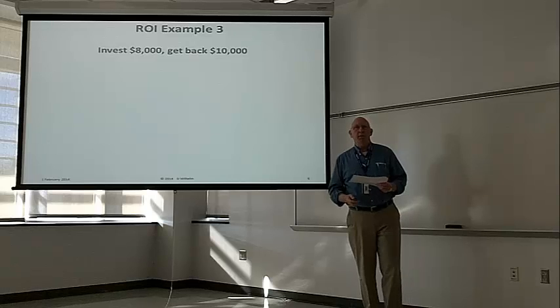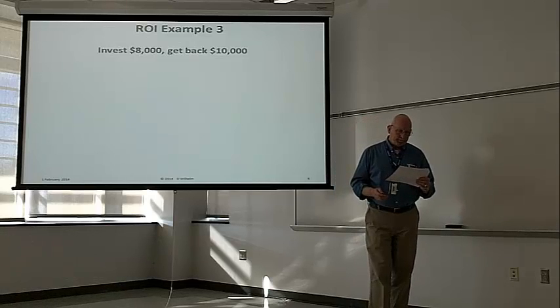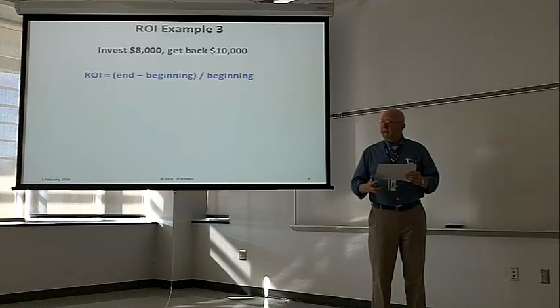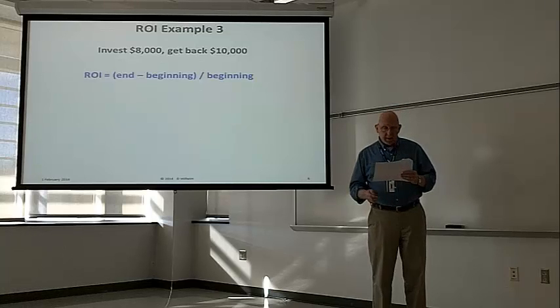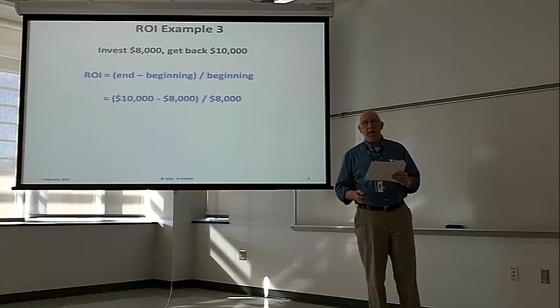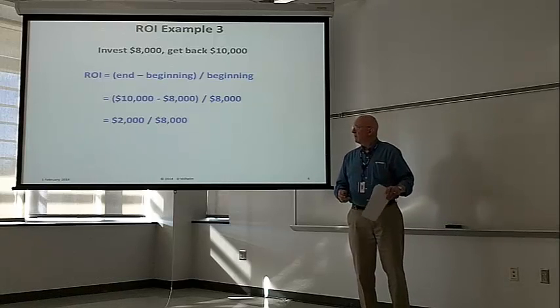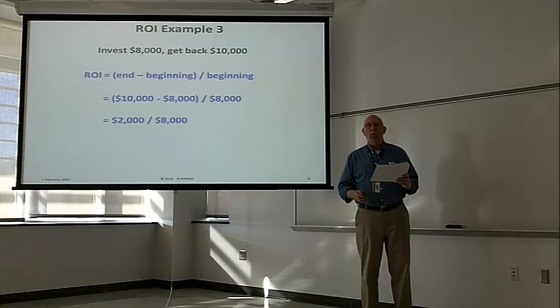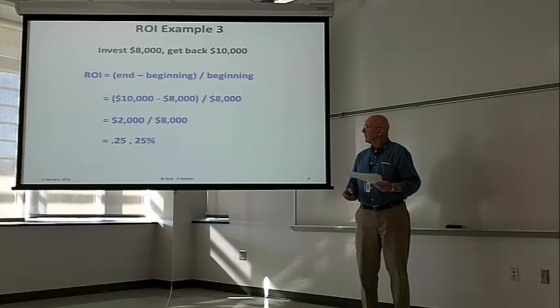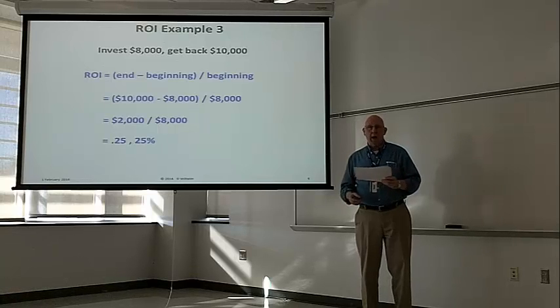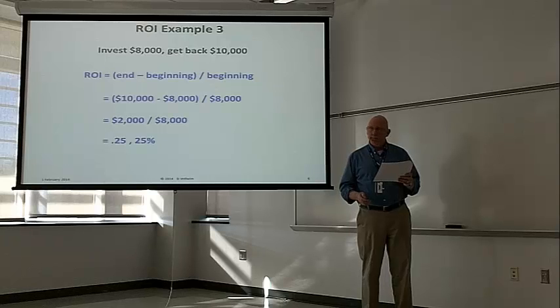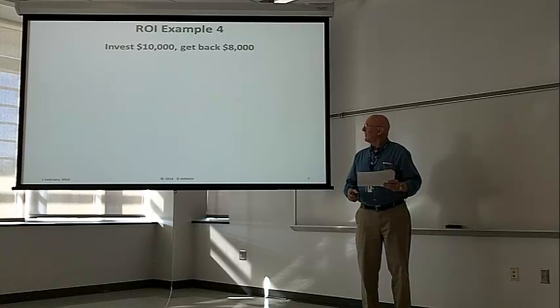Invest 8,000, get back 10,000. End minus beginning divided by beginning, 10,000 minus 8,000 divided by 8,000, 2,000 divided by 8,000, or 0.25 or 25% ROI, return on investment.